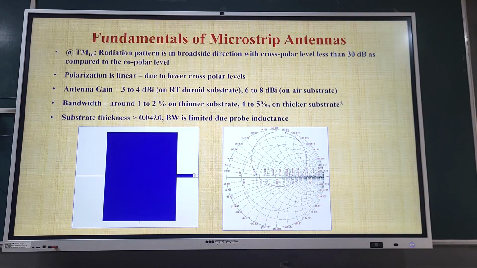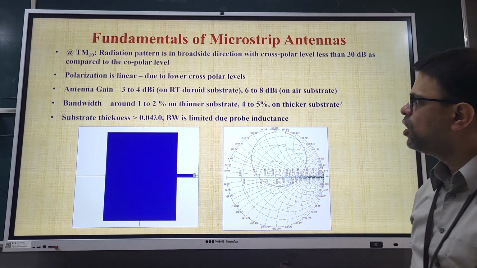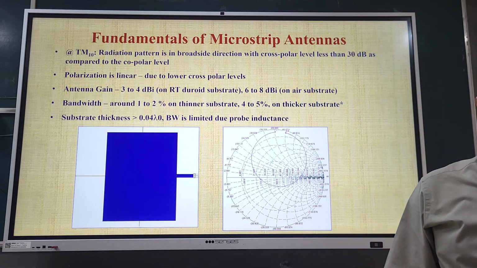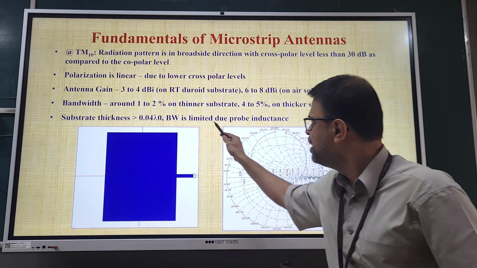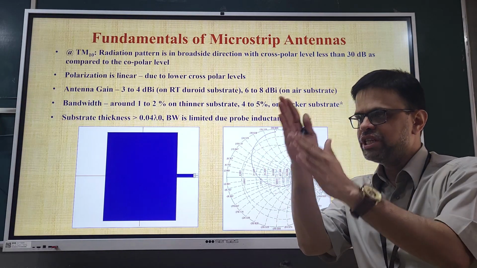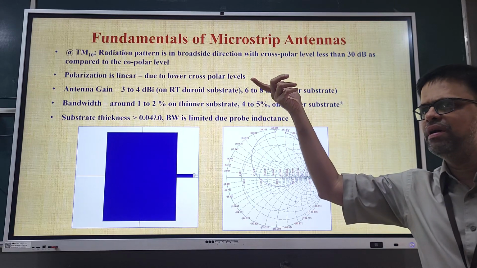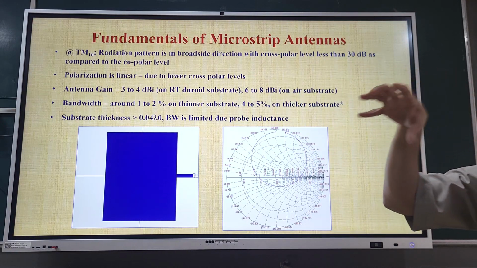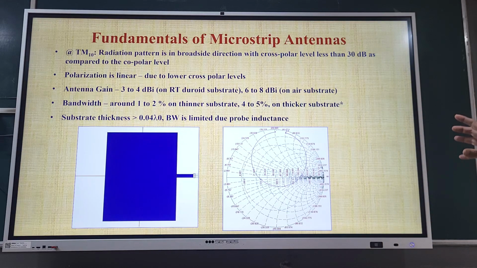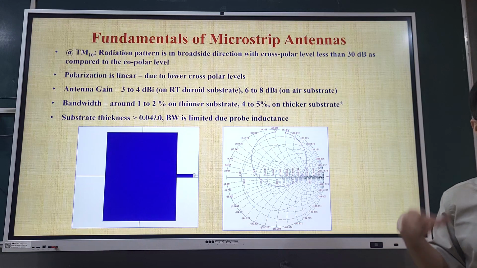Bandwidth is somewhere around 1 to 2% on a thinner substrate, and it goes to 4 to 5% on a thicker substrate. Thicker means 0.04 lambda, 0.03 lambda. But if you exceed this 0.04 lambda limit, bandwidth gets limited due to the probe inductance. So this is related to the bandwidth and the gain aspect, which you have not seen in the fundamental topic of rectangular, circular and equilateral triangular design. So these are some rough estimates with respect to the gain and the bandwidth which you will get across different substrate variation.